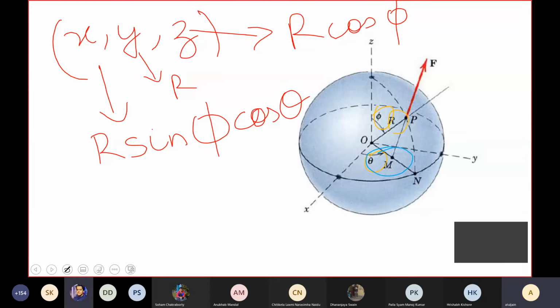Sir, how is y coordinate r? Y coordinate is not r. Y coordinate is r sin theta sin phi.